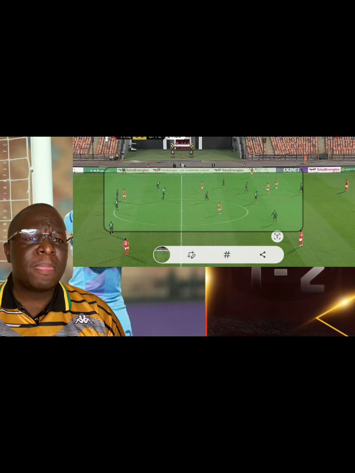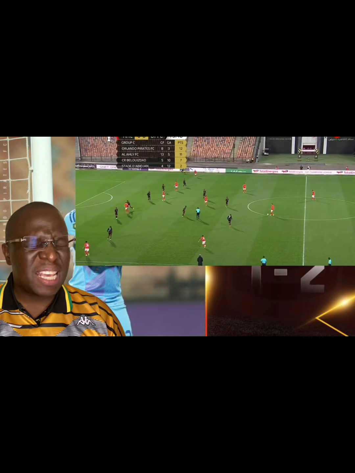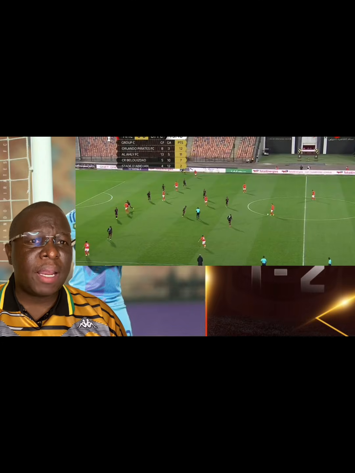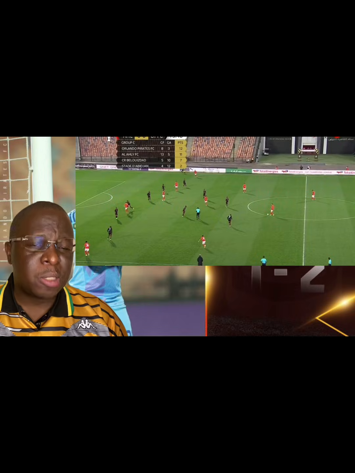For me, I was very, very impressed about that part of the game. But the other thing, for the first time in a very long time, I saw every Orlando Pirates player behind the ball. And I'm saying big ups to Orlando Pirates club, because that is how you win the Champions League. When you lose the ball, nobody's trotting around. Everybody is behind the ball.